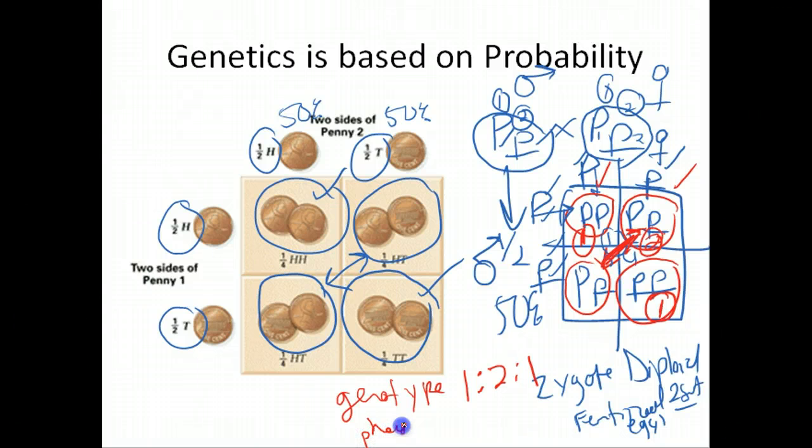Now phenotypically though, the ratio is different because this big P has the same phenotype as this big P and this big P little p. They will all be purple. So you have 3 of them, and then this little p over here will create white, so you only have 1 of them. And again, this is because the big P is dominant here. So in this heterozygote here, and this heterozygote here, you're still going to get a purple phenotype because the P is dominant to the recessive little p allele.